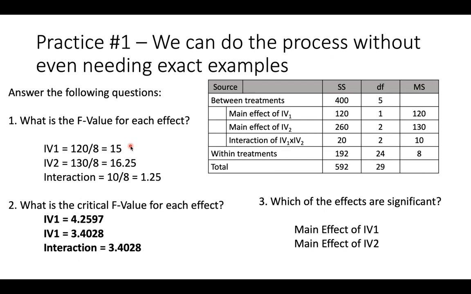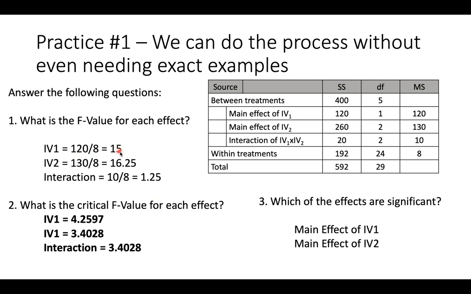Okay, so now we want to compare our F values that we calculated previously to our critical values that we just established from the table. So remember, if the F value is larger than the critical value, we reject the null, and the effect is significant. If the F value is smaller than the critical value, we fail to reject the null, and the effect is not significant. So we take variable 1.